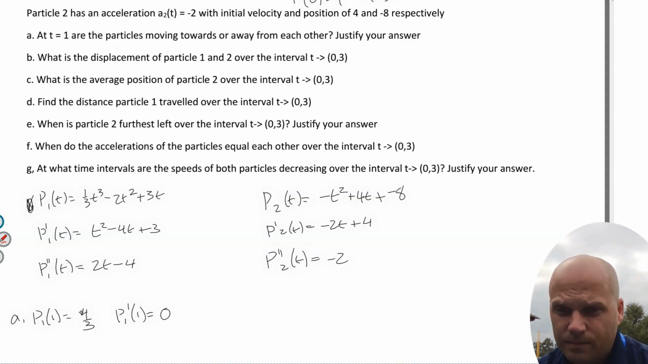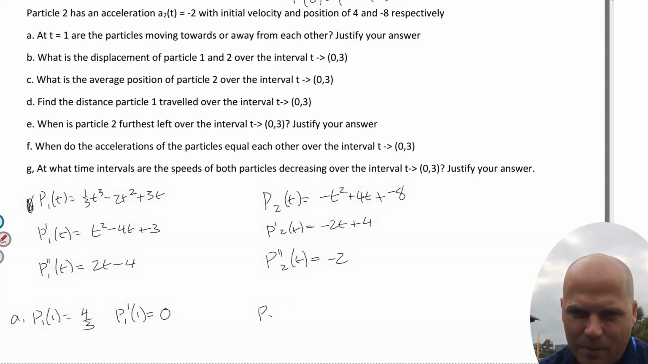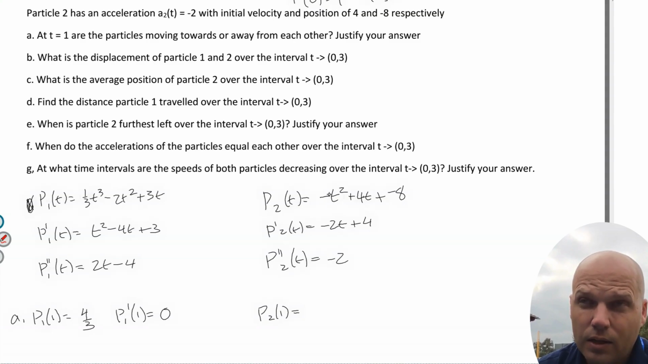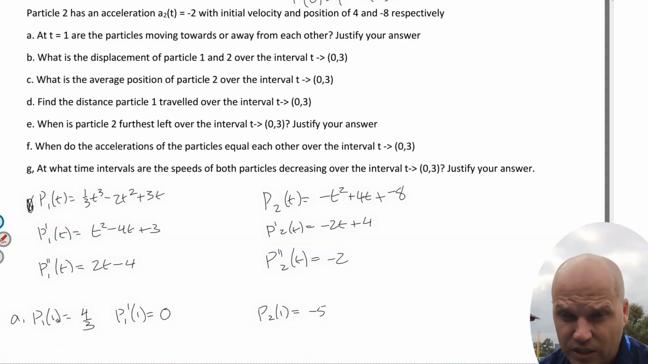Okay, well, that's cool. It's not moving, so it's stationary. Now I just got to figure out where 2 is located and how it's moving, and then I'll be able to answer the question. So position of particle 2 is negative 1 plus 4 minus 8. So negative 1 plus 4 is 3. 3 minus 8 is negative 5.